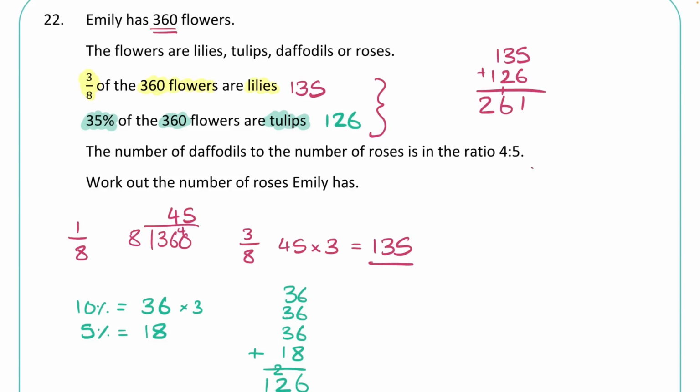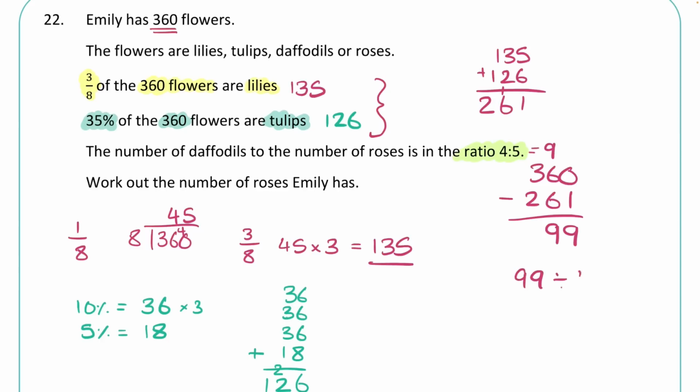So we have 360, take away 261. I can actually see there that that's 99. Obviously take your time to do your subtraction there, but that comes out as 99. So there are 99 flowers that are left over, and they are in the ratio 4:5. So I need to split 99 in the ratio 4:5. So 4 plus 5 is 9 parts.